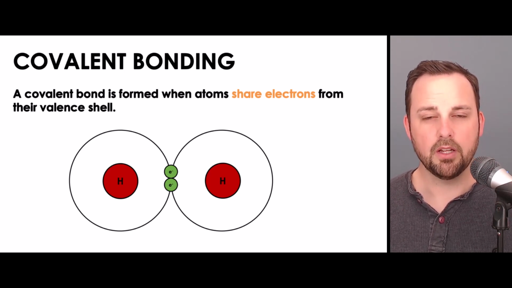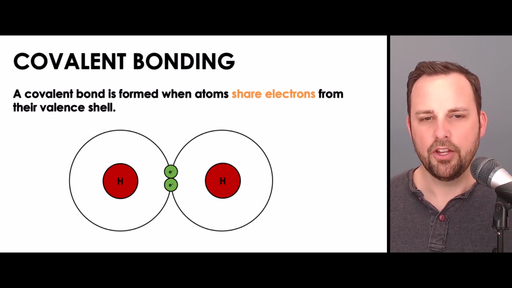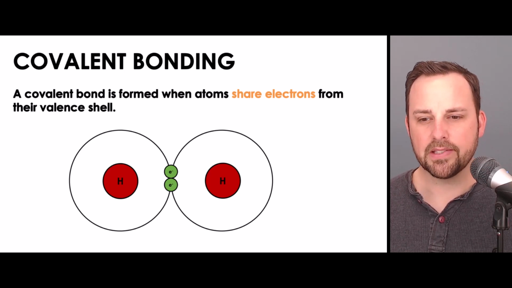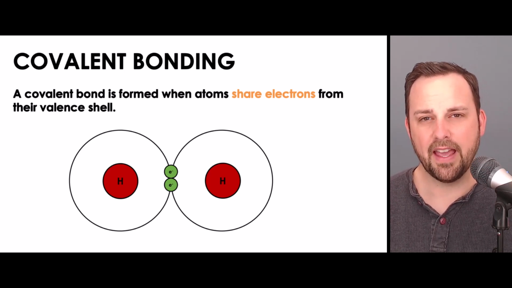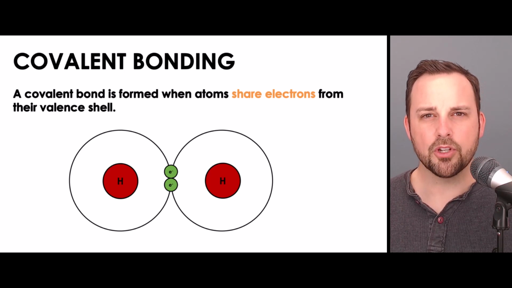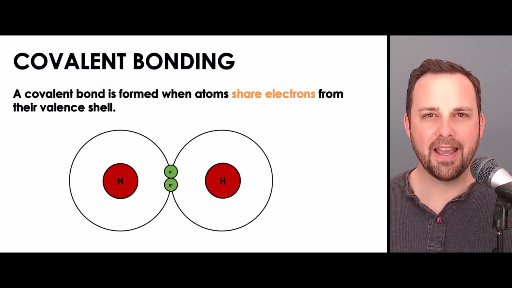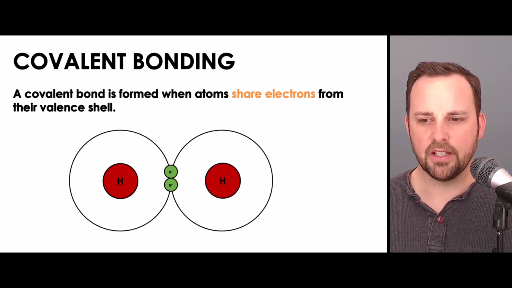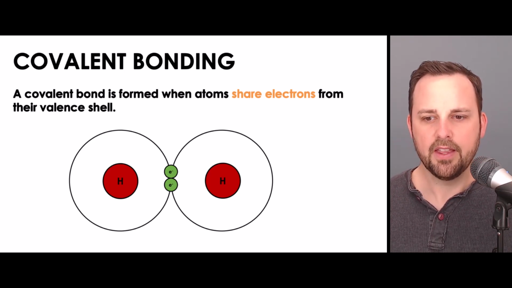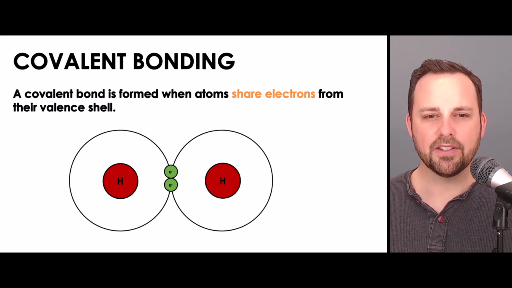Here we have an example of hydrogen gas, which is a very simple covalent bond. You can see that each hydrogen atom by itself only has 1 electron in that valence shell. It's very unhappy in that state, unstable, and it desires to join with some other atom so it can have a full valence shell. 2 hydrogen atoms can come together and share their valence electrons so that they both have 2 electrons in their valence shells. This type of molecule is called diatomic because it's made of 2 identical atoms.